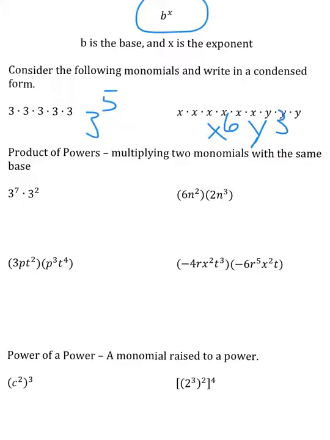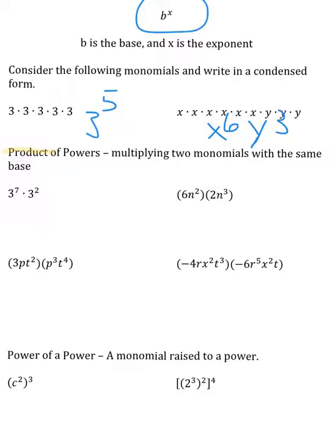Okay, so now let's talk about the product of powers. Okay, product is going to be another one of our vocab words this week. And you remember what product is. Product is when we're multiplying two things together, right? And the answer that we get. So in this one, we have 3 to the 7th times 3 to the 2nd, okay?